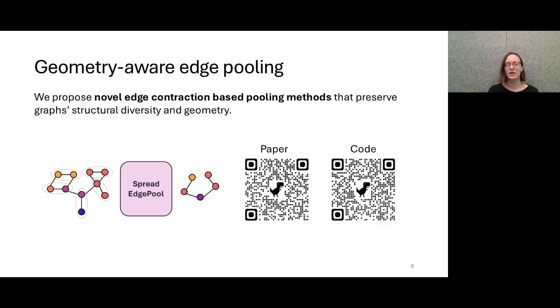Finally, our methods also allow for more efficient GNN training compared to trainable pooling methods, and they fulfill certain theoretical guarantees to do with expressivity and isometry invariance. So, as a brief summary, in our paper we propose two novel edge contraction-based pooling methods that aim to preserve a graph's overall structure and its overall geometry. And if you want to learn more about our pooling methods, please check out our paper and our code.